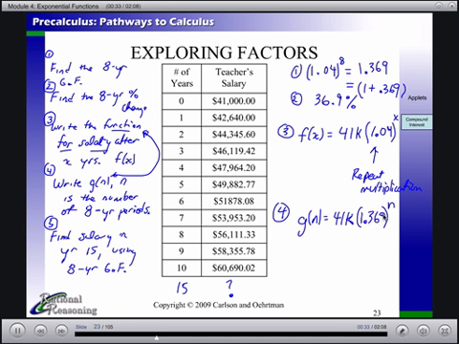1.369. So those have to be a match. Here's the key to knowing how to do this. The time shift of the exponent has to be the same as the time shift of the growth factor. So if this is the 8-year growth factor, this is 8-year time increments. If it's the 8-year growth factor, it's the 8-year time increment.